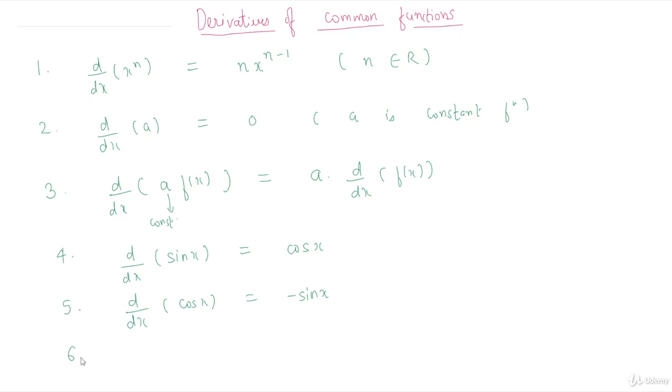So next one is d by dx of tan x. This is equal to sec squared x. And we know that sec x is equal to 1 by cos x. Now the next one is d by dx of cosec x, which is the reciprocal of sin x. So d by dx of cosec x is equal to minus cosec x multiplied by cot x, where cot x is the reciprocal of tan x.